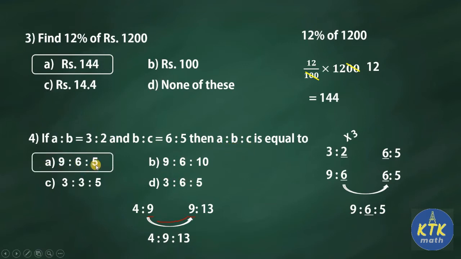So make sure that you can combine two ratios only when the consequent of the first ratio and the antecedent of the second ratio are the same. Only in this case you can combine the ratios. If it is not the same, you need to multiply with a common number, change it to the same numbers, then you can combine. So the answer for the fourth question is 9 is to 6 is to 5. Now we move on to the next question.